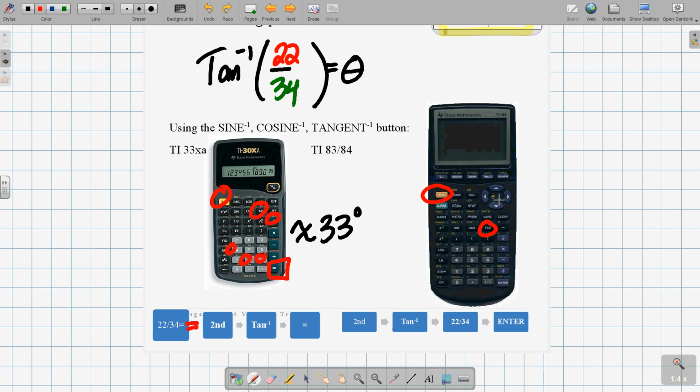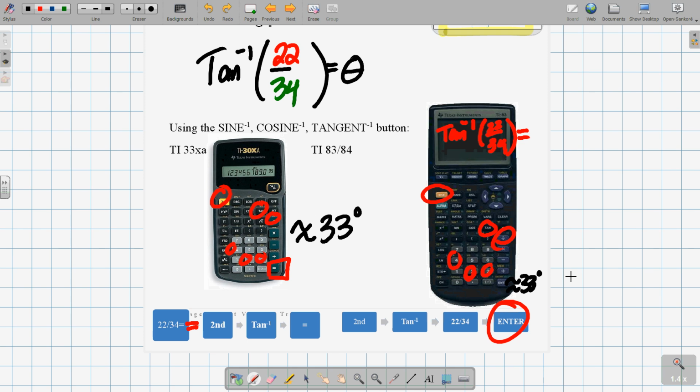Now, on the TI 84s, or anything in which you can actually see the words, you start with second function, tan, and you're going to see something that registers like this. Then you do 22 divided by 34, and then you hit the enter button. And again, you should get approximately 33 degrees.